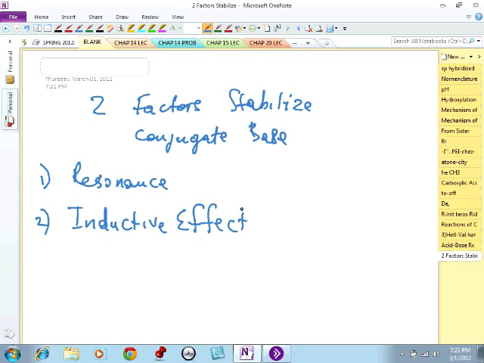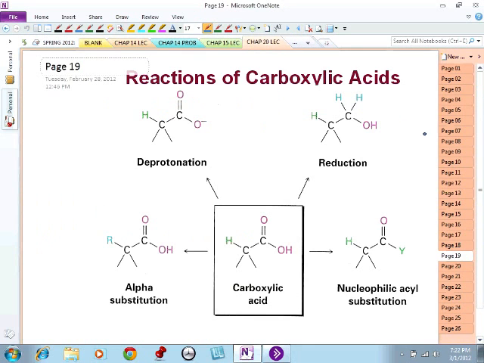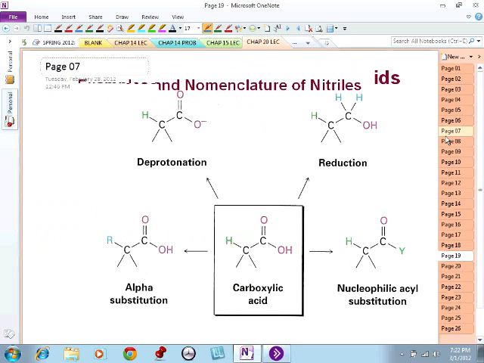Now you will ask, what is inductive effect? Inductive effect simply means the ability to pull electrons from one part of the molecule to another part of the molecule. It has nothing to do with resonance. Okay, now let us see what are the effects of this. Let me go back to my presentation here.